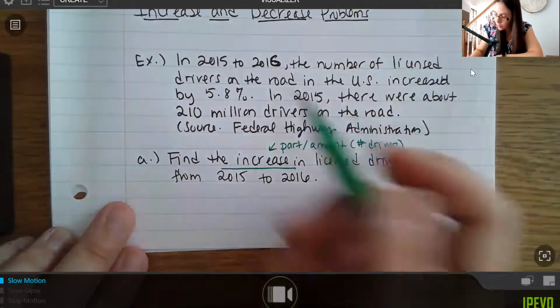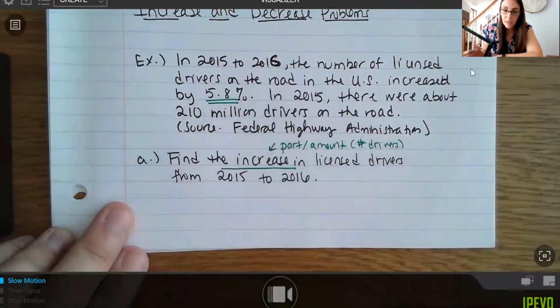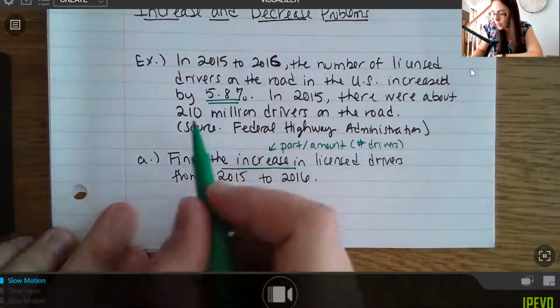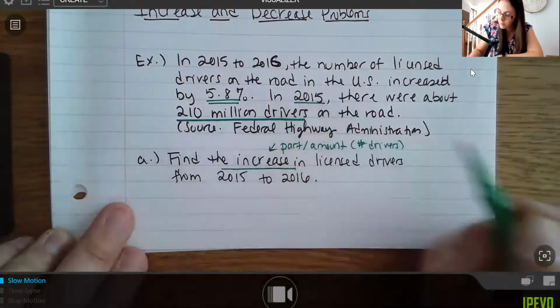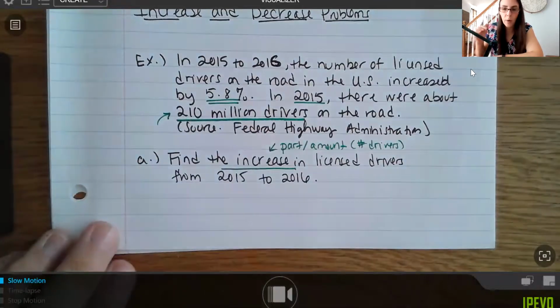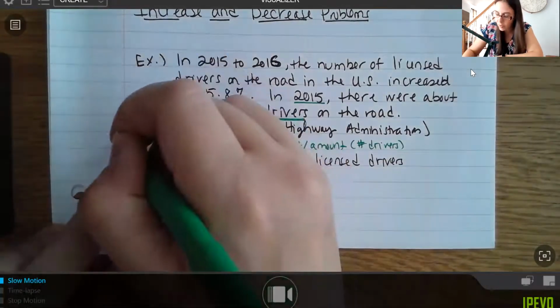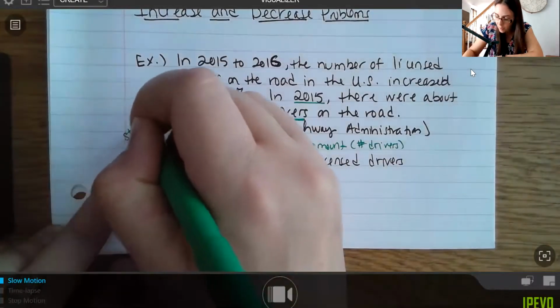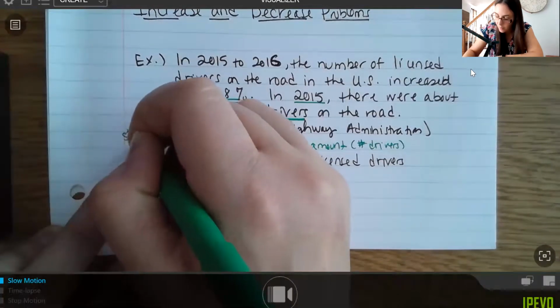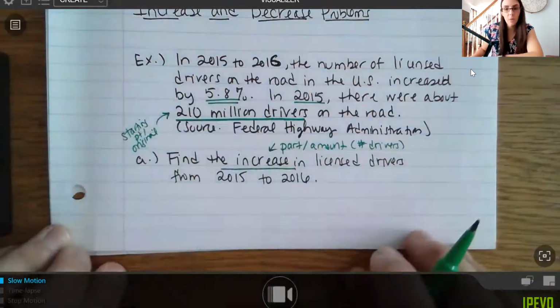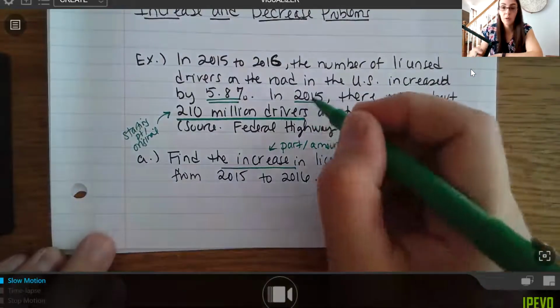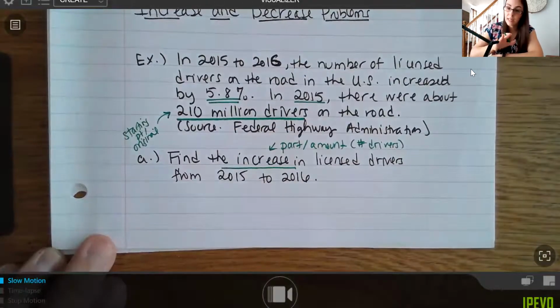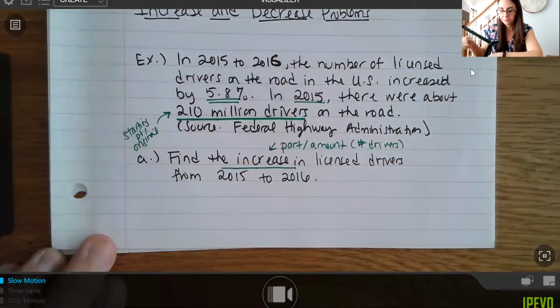And I do know that my percent is 5.8, so that's pretty easy to find. And I do have this other information of 210 million drivers, and that was in 2015. So here it is a total or a whole, but more importantly, it is a starting point or an original value. With increase or decrease, more so than totals and wholes, you're thinking about what is your starting point. That's really important. So 2015 comes before 2016, so we're starting in 2015 and going to 2016.